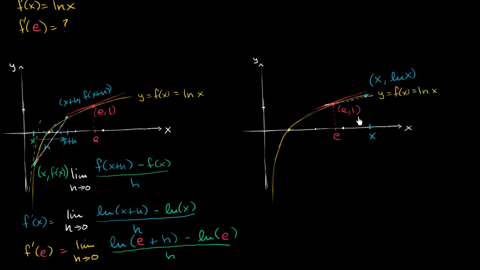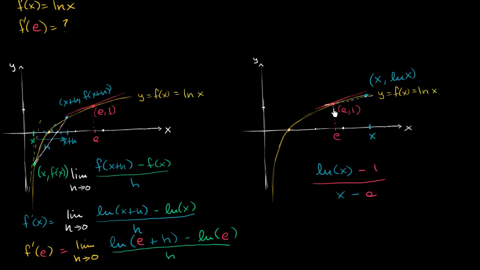Well, it's going to be your change in y values. So it's going to be the natural log of x minus 1, over your change in x values. That's x minus e. So that's the slope of the secant line between those 2 points.